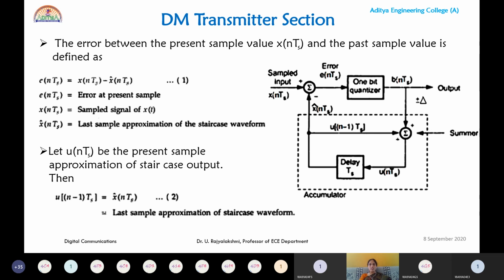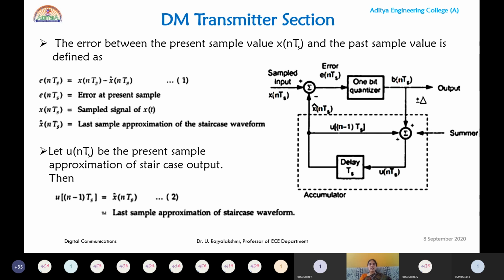Here the input is x of nTs, that is the sampled input, and that sample data is applied to the 1 bit quantizer. How are you applying? The sampled input is compared with the past sample data, which is stored by the accumulator. If that is the first sample, there is no need for comparison; directly the data will be applied to the 1 bit quantizer. From the second sample onwards, the second sample will be compared with the first sample, the third sample with 2Ts, and the 4Ts magnitude will be compared with the 3Ts magnitude. Like that, the past data is stored in the accumulator.